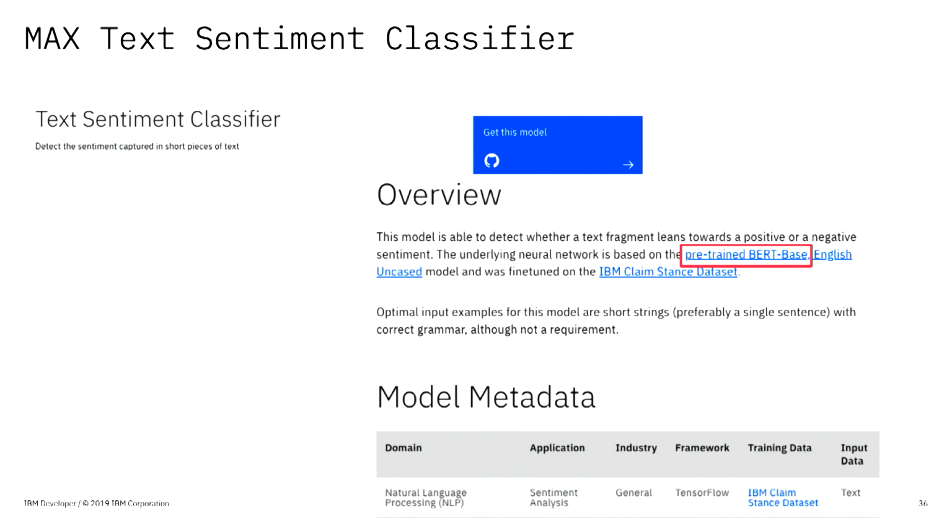But what you tend to do is then fine-tune it a little bit more. So for text sentiment, for example, it's a classification problem. It's tuned on an IBM dataset from the IBM Debater project, where they actually created a system that could debate against a human. And this is the claim stance dataset. So it's a bunch of small text annotated with whether it's a positive or negative sentiment.